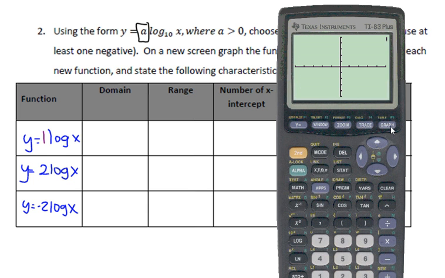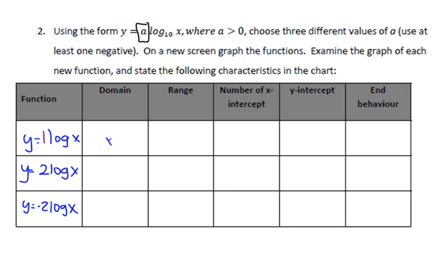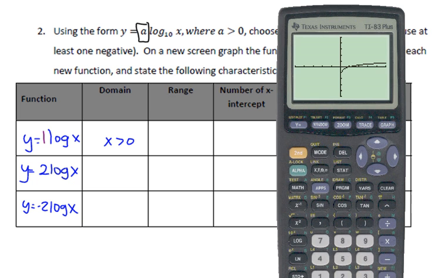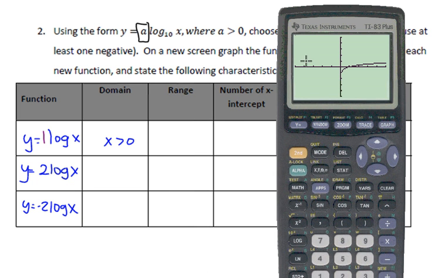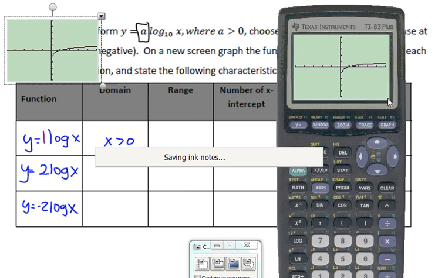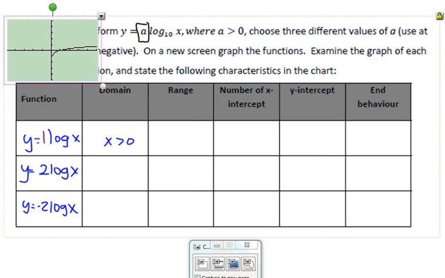X is greater than 0. Okay, what's the range of this graph? Y-E-R? Yeah. Goes forever up and down. It's going to go like this. There you go. So there's our graph. Okay, so y is an element of the reals. It keeps going up and down. This actually keeps going down like that. Number of x-intercepts: 1. Y-intercept: none.